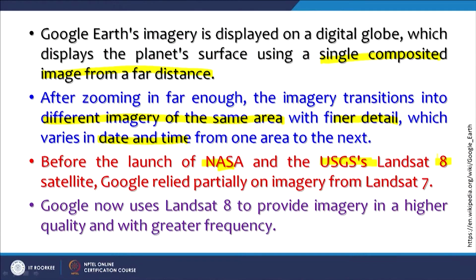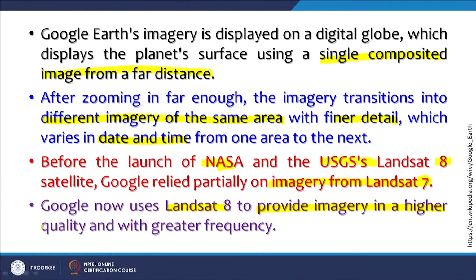Before the launch of NASA and USGS Landsat 8, Google relied mainly on satellite images up to Landsat 7, but of course these Landsat images are also now available through Google Earth. If you want the original data set to be downloaded, there are other resources from where you can get these images of your study area. Very easily you can download them, and that too is free of cost.